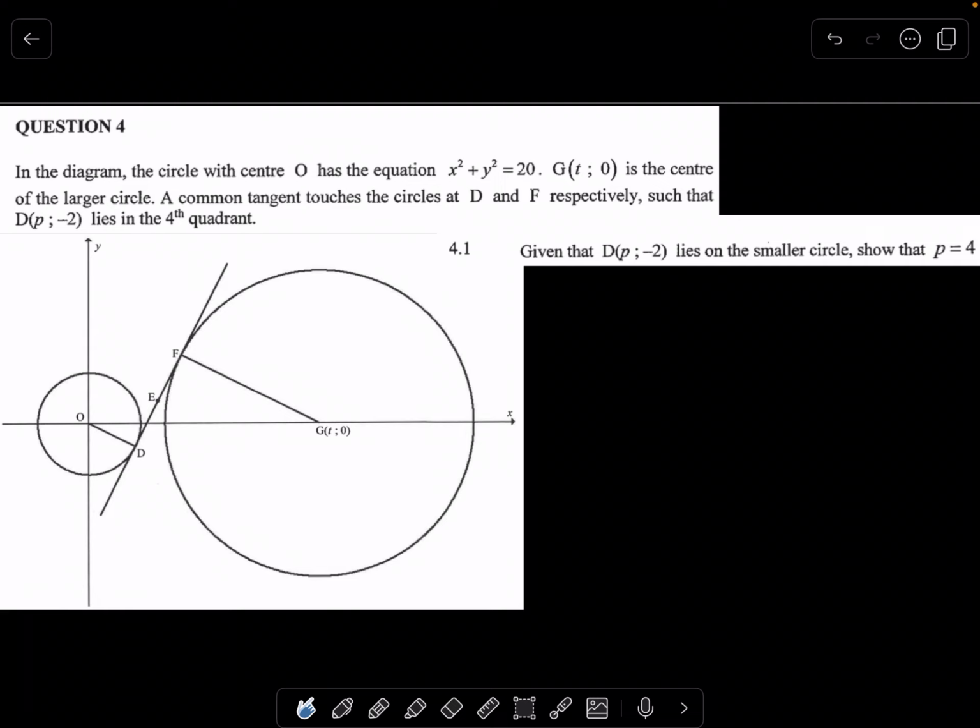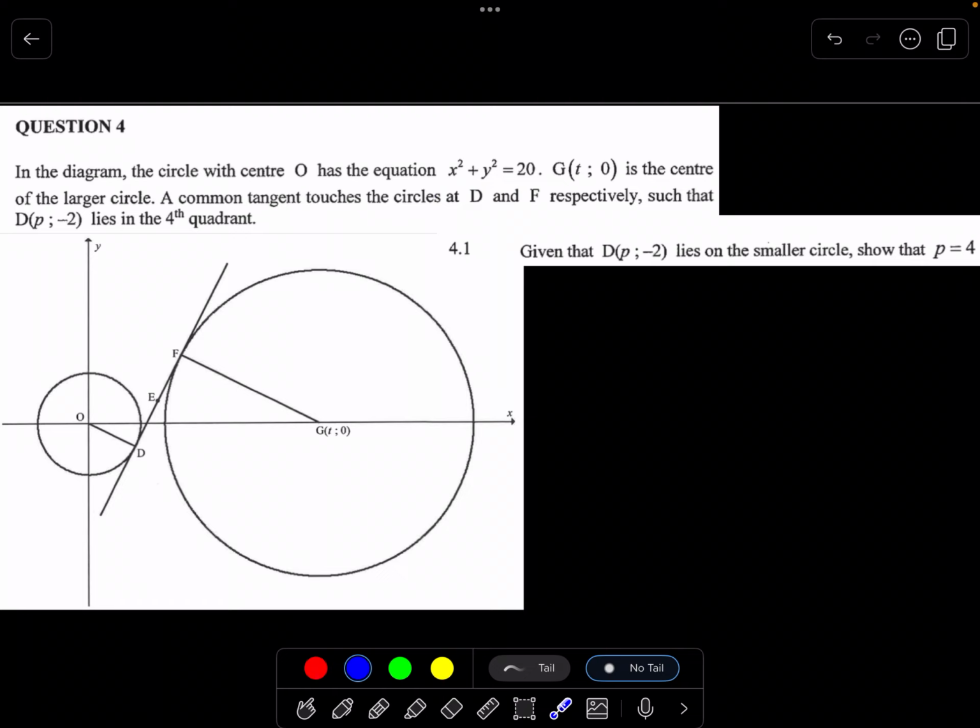Anyway, so G with coordinates t and 0 is the center of the larger circle. A common tangent touches the circles at D and F respectively, such that D with coordinates p and -2 lies in the fourth quadrant. Given that D lies on the smaller circle, show that p is equal to 4. Okay, so D is a point on this circle whose equation we've been given.